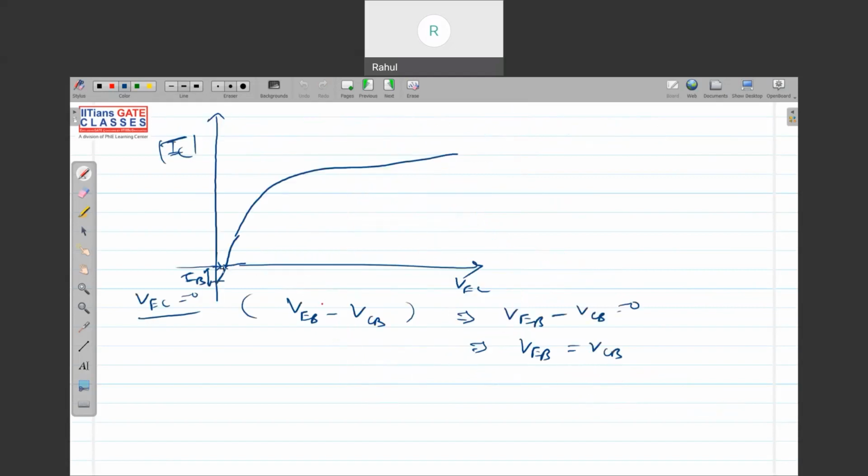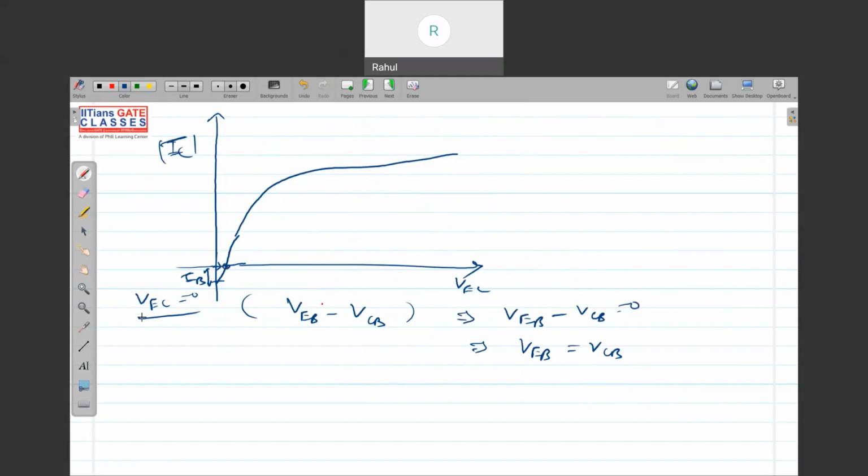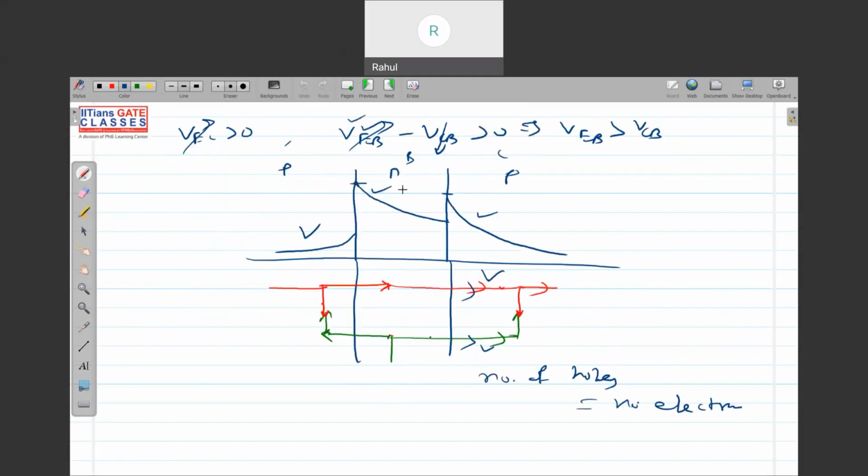So when you go on increasing the forward bias, a point will come where the number of electrons will be equal to the number of holes moving across the junction. At this junction, what will happen? The current will be 0. So this is this point. Okay. Now if you go on increasing again, VEC will again be increasing.